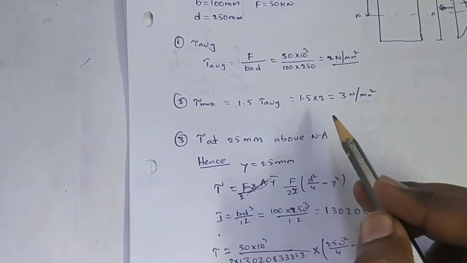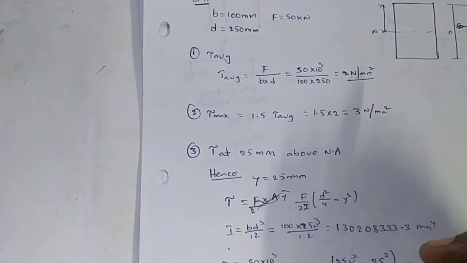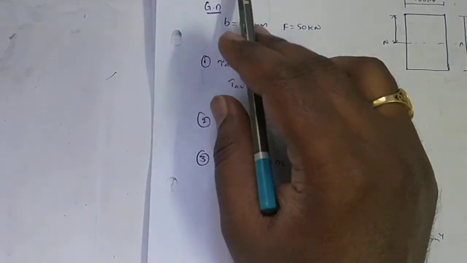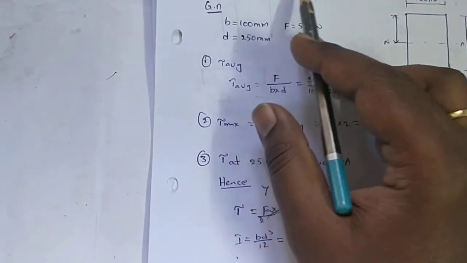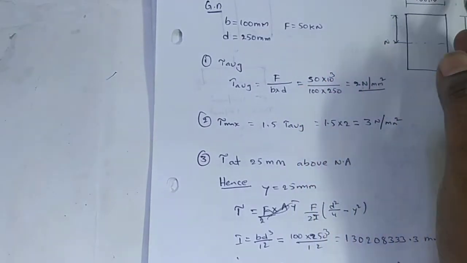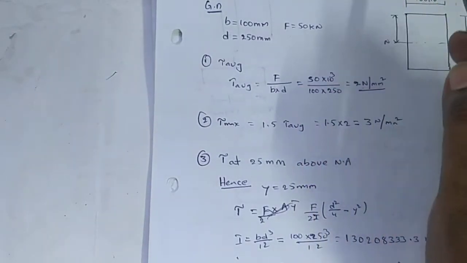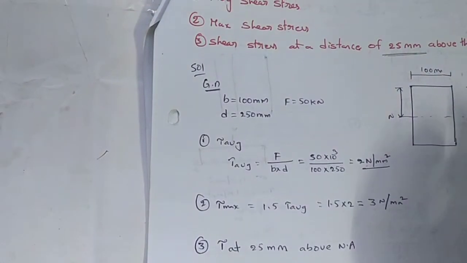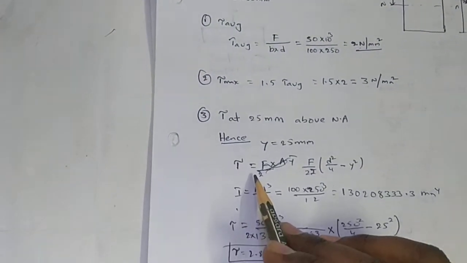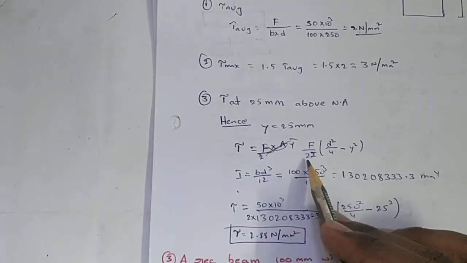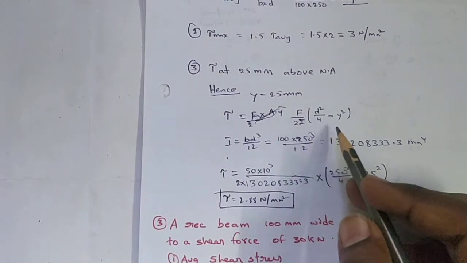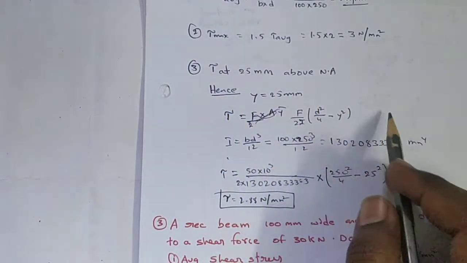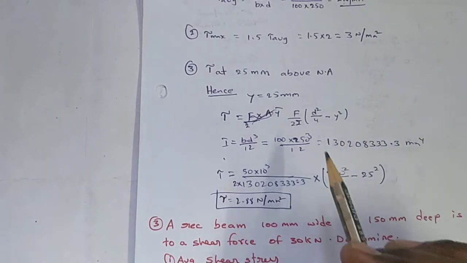It is the maximum shear stress developed in the rectangular beam. Next, the third one, that is the maximum shear stress at a distance of 25 mm above the neutral axis. That is the y value they have given, y equals 25 mm. Next, we know the formula: shear stress tau equals F by 2I into (d square by 4 minus y square). It is the shear stress formula for a rectangular cross section.